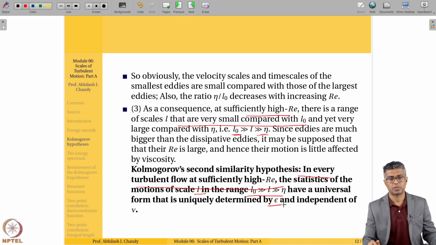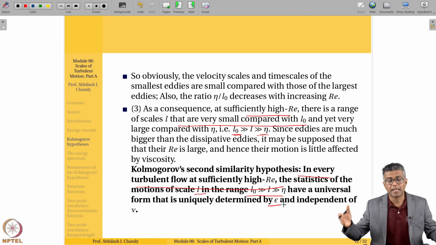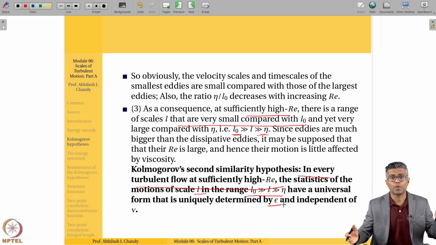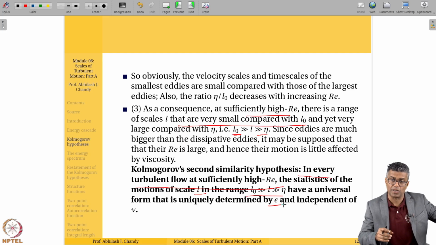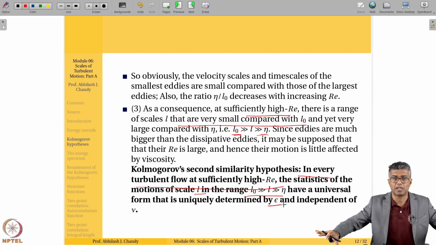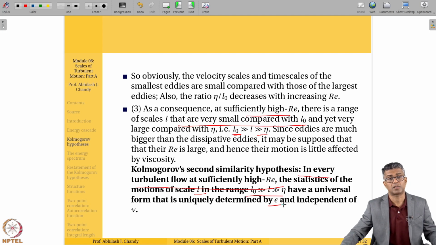That's his third hypothesis. Because of the wide gap between eta and L0, between u eta and u0, and between tau eta and tau 0, there has to be a set of scales in between that are much larger than the dissipative eddies and much less than the anisotropic energy containing eddies, that are uniquely determined only by the dissipation rate and not by viscosity. That's his third hypothesis.